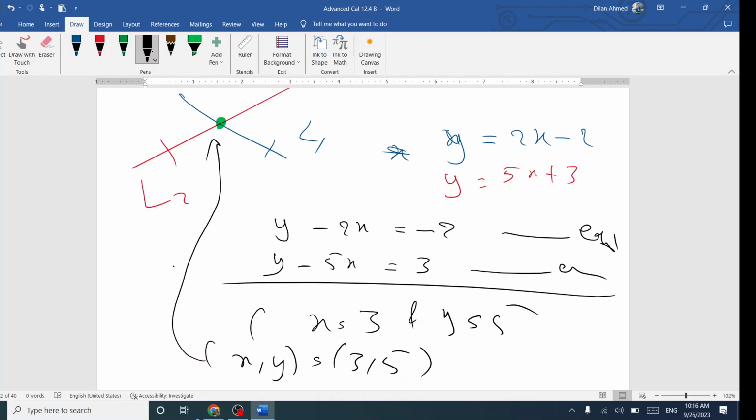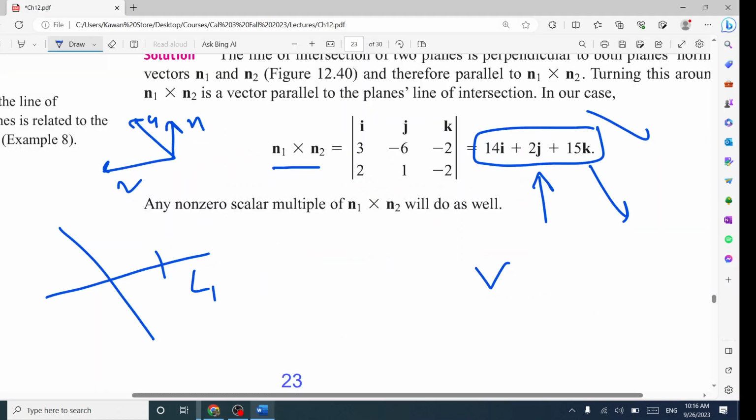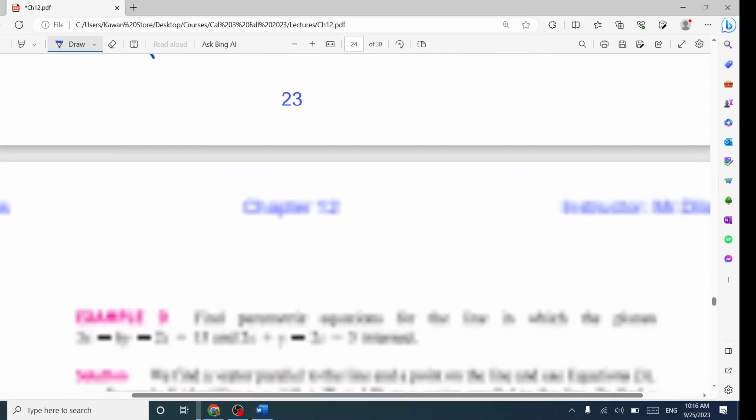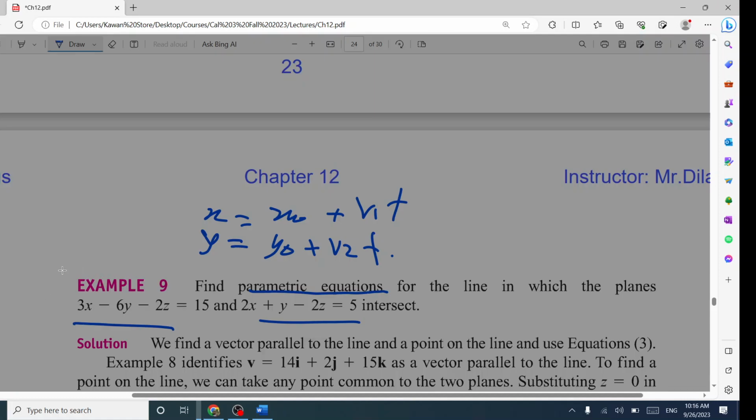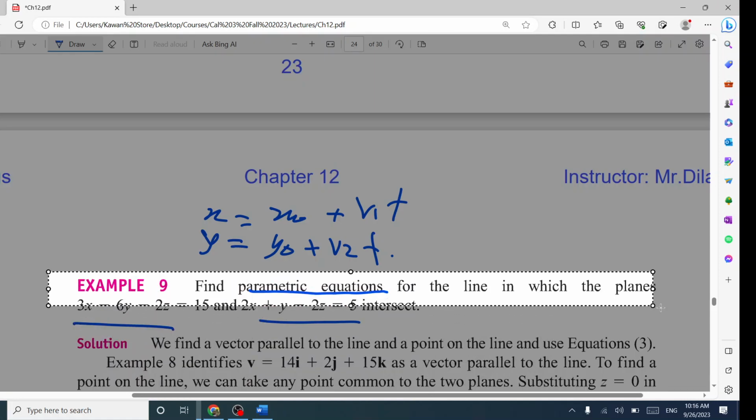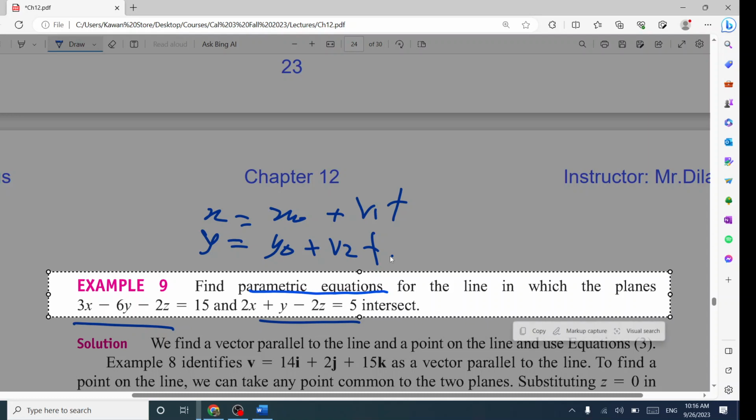Is it one plane? I have two planes. Look at the equation. Plane number 1, plane number 2. So how do we find them? Let me bring it to the copybook. This is all given, nothing else.